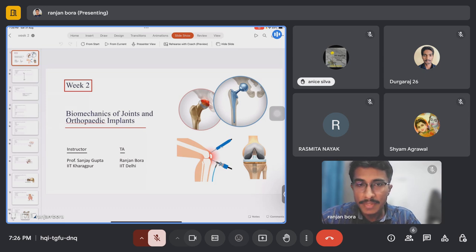In that video, we discussed the basics of biomechanics, like forces and moments, and we did some numerical problems related to biomechanics. In today's video, we'll first solve the week 1 assignment. Then we'll again do some numerical problems. The difficulty level of the problems which I will take today is higher, and I will also cover some concepts from week 2 which will be useful for you to solve the week 2 assignments.